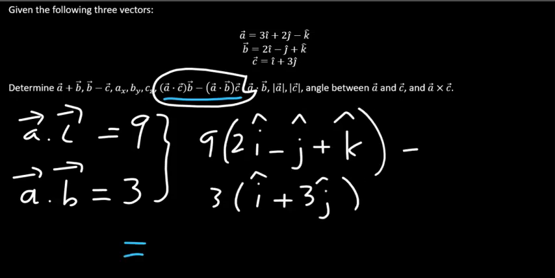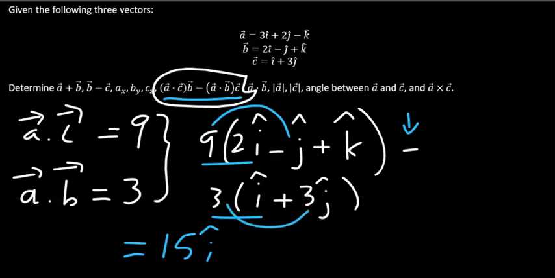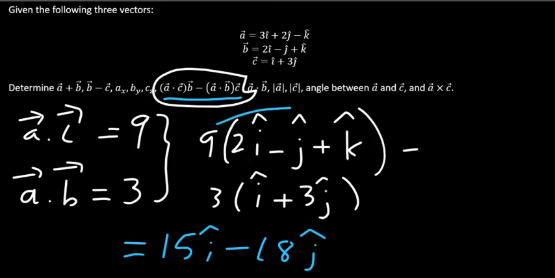So the answer to that is, here you have 18i hat minus 3i hat, so that is 15i hat, and then you have minus 9j hat minus 9j hat, so that is minus 18j hat. As for k hat, you have 9k hat from the top minus 0k hat, so that is just 9k hat. And this is the result for that operation.